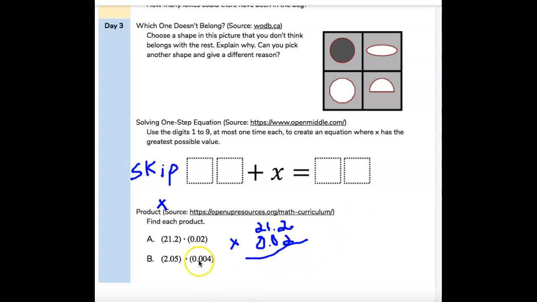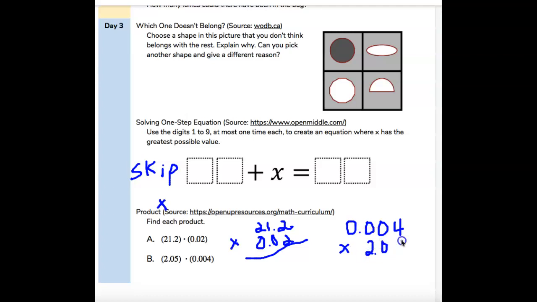All right, now on this one, I would put this one up top because it has more digits. Remember, we can do that because of the commutative property. It doesn't matter which one we put first. Okay, so this is going to be 0.004 times 2.05.